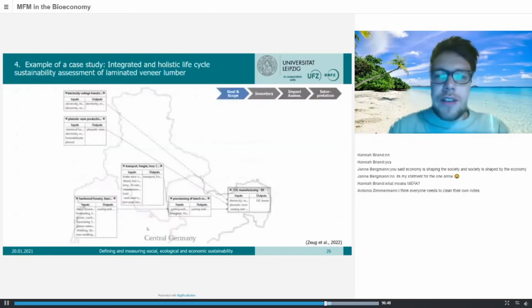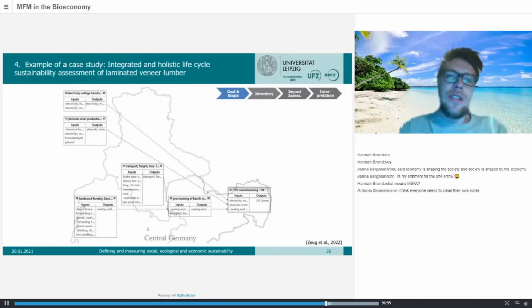So I give you now a little example of a case study which we did on the integrated and holistic life cycle sustainability assessment of laminated veneer lumber. This is a product which you are using in the building sector.